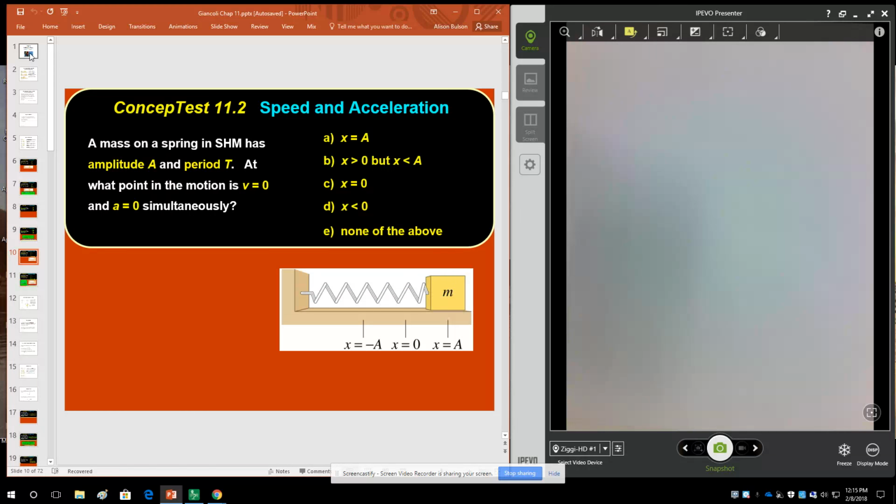A mass on a spring in simple harmonic motion has amplitude A and period T. At what point in the motion is the velocity equal to 0 and the acceleration equal to 0 simultaneously? So to answer this question, you need to think about Hooke's law and how the force the spring exerts on the block depends on how far the spring has been pulled. And of course, acceleration is directly proportional to force, according to Newton's second law. And then you need to think about where in its motion is the object moving the fastest, and where is it at a turning point?